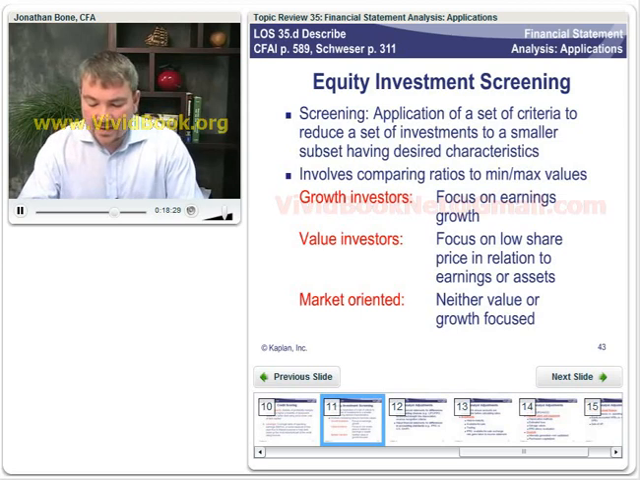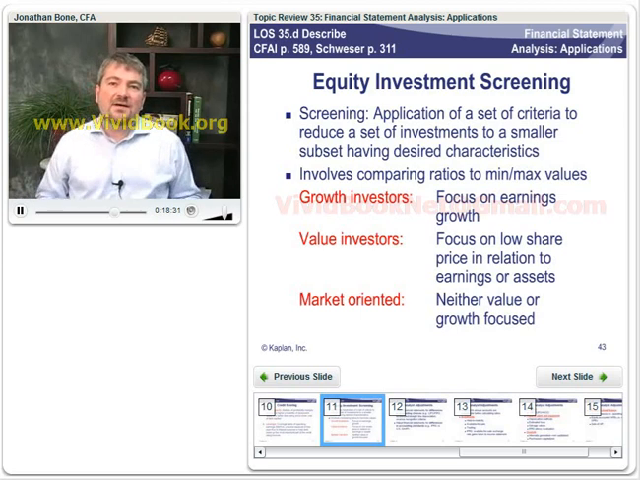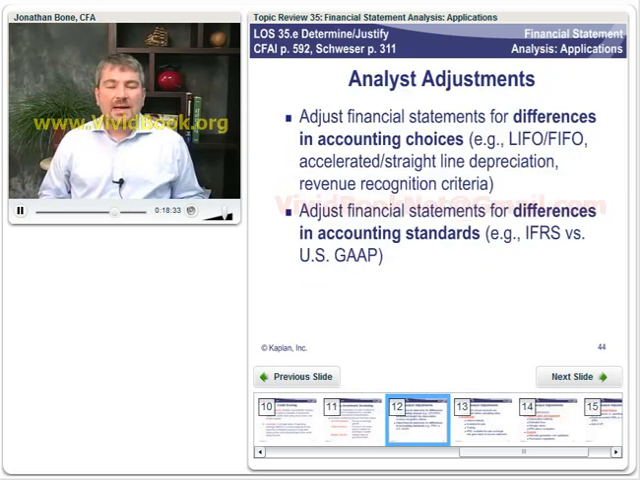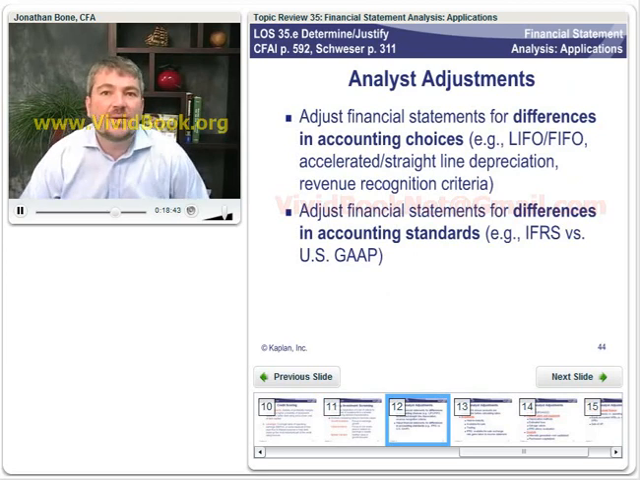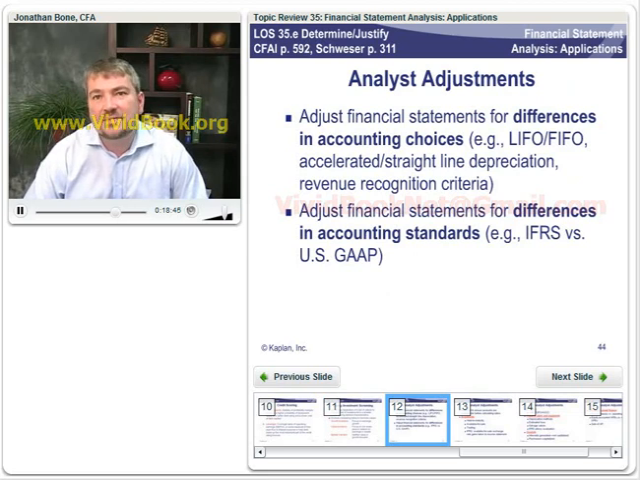Now, our next LOS asks us to determine and justify analyst adjustments. Now remember, if we're going to compare 2 firms, we need to make sure that their accounts have been produced using the same accounting policies. So we need to adjust one of the company's financial statements to eliminate any differences in accounting choices.